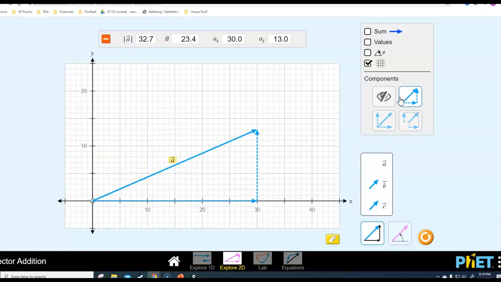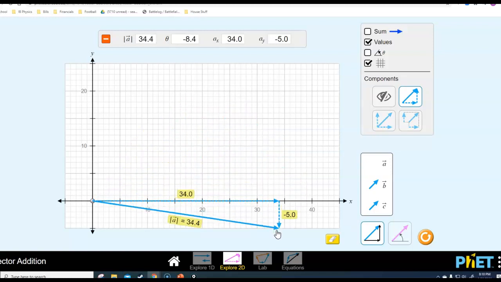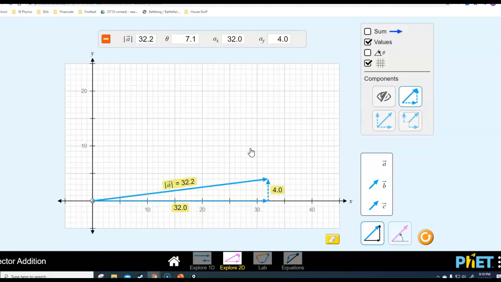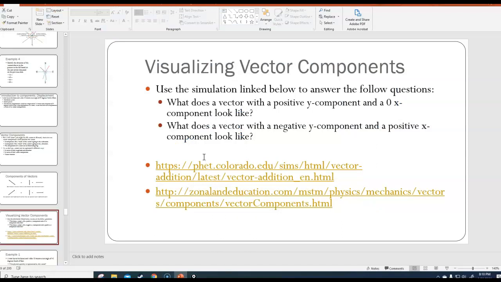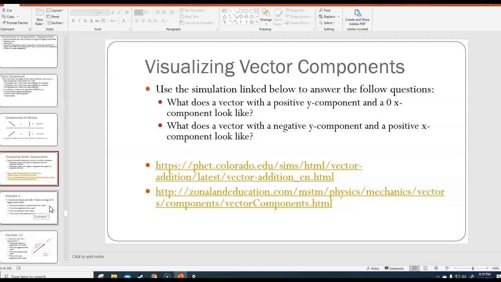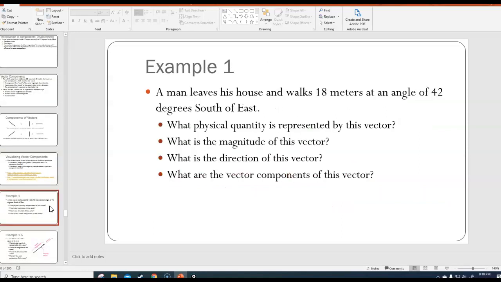I can turn on the component mode so I can see the components. I can even have the values on if I want, and I can play around with this and see, if I go down here, I have a negative y component and a positive x component, and so on and so forth. This symbol right here with the absolute value bars just indicates the magnitude of the vector. I will link that below. I want you to play around with that just to get a feel for vector components, because this is a concept that we're going to be using for a while. And then I'm just going to do a few quick examples before we finish the video.